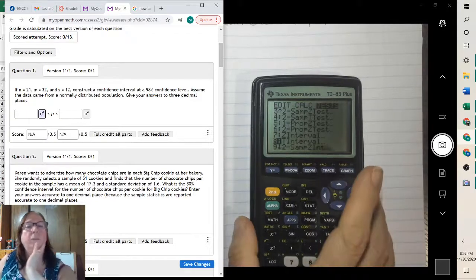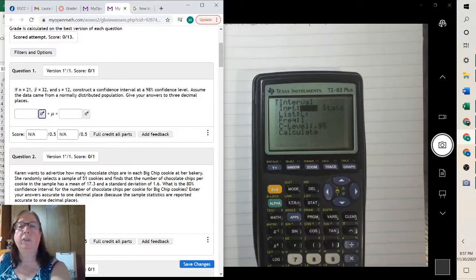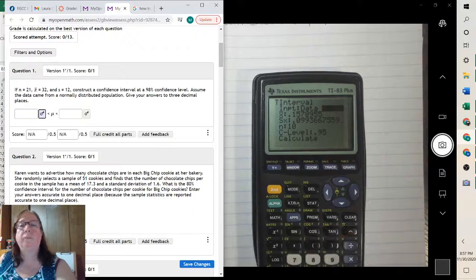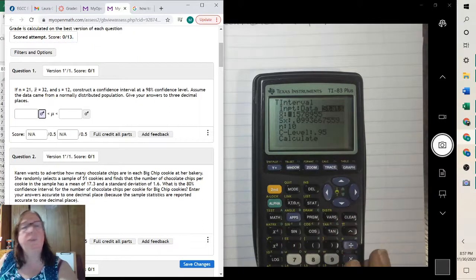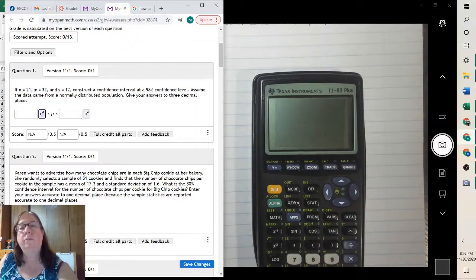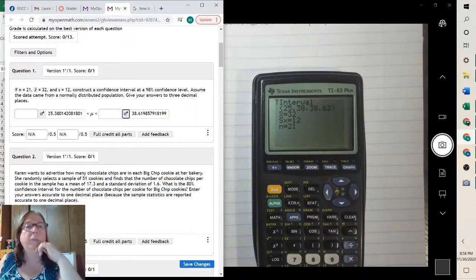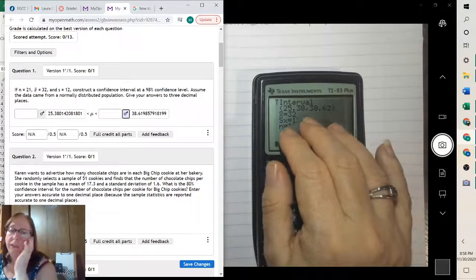Okay, so if I looked at number 1, it's a T distribution. We're putting in stats, so we go over to enter. You put your mean, which was 32. Your standard deviation was 12. The sample size was 21. Confidence interval was 0.98. And it gives you your values, 25.38 and 38.62. So it is a little easier.